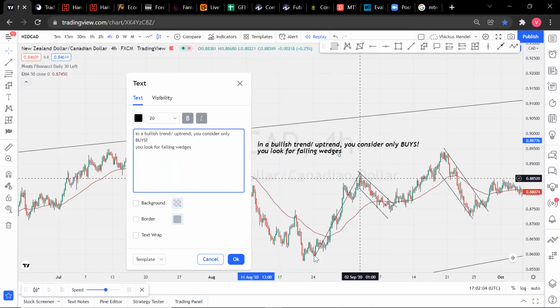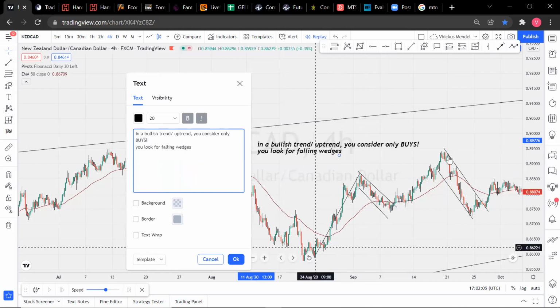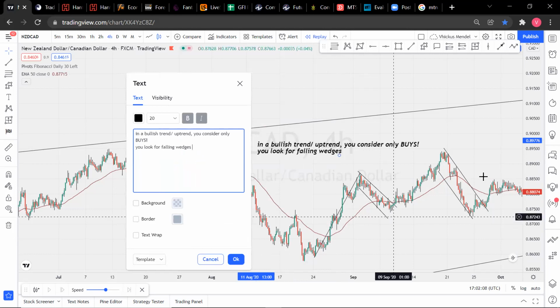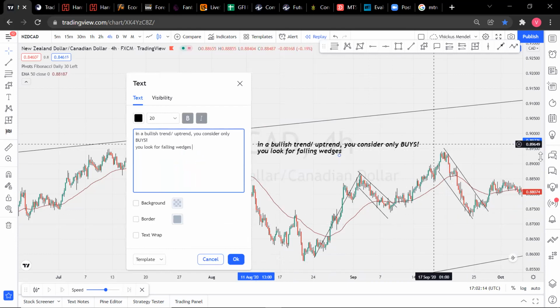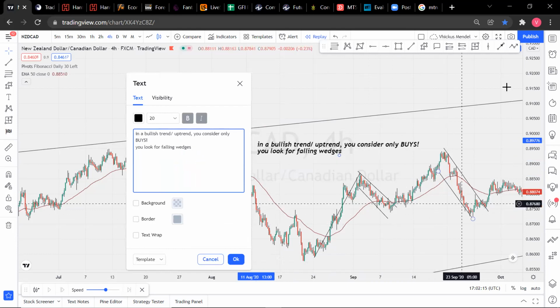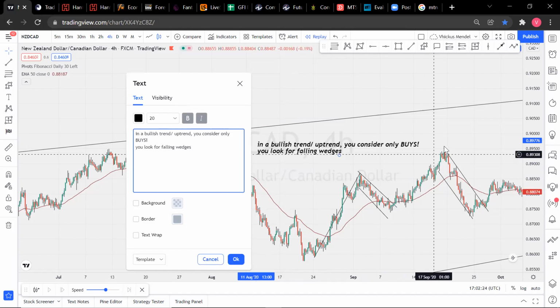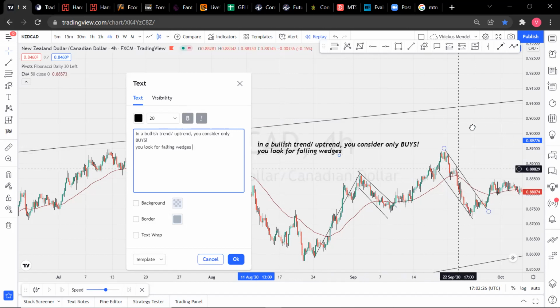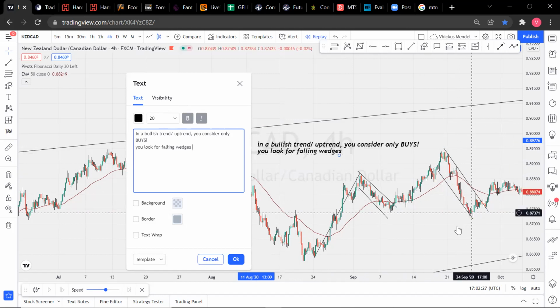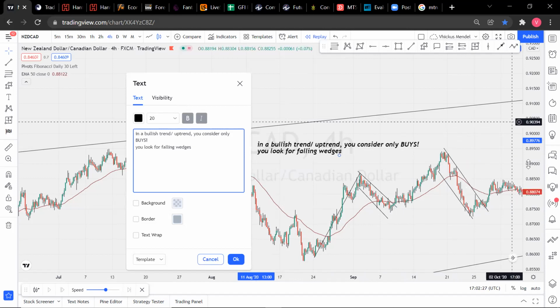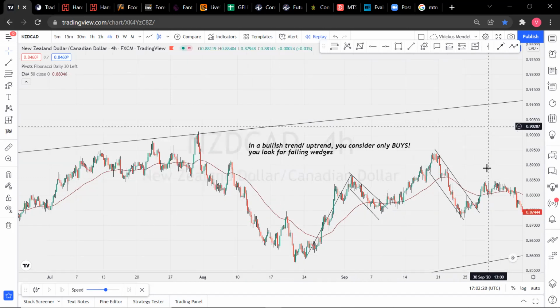Because swing high, correction, swing high, correction, swing high, correction. Just as I was saying: a high, a low, a higher high, a higher low, a higher high, a higher low, until you have a break in market structure. That's when you can say that the bullishness of the trend is over.